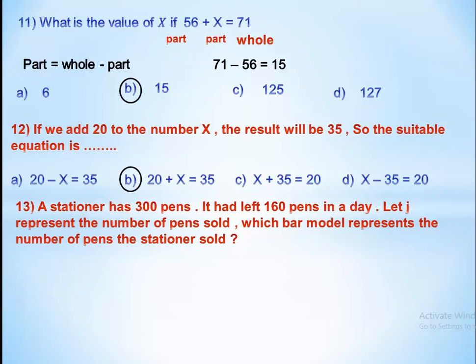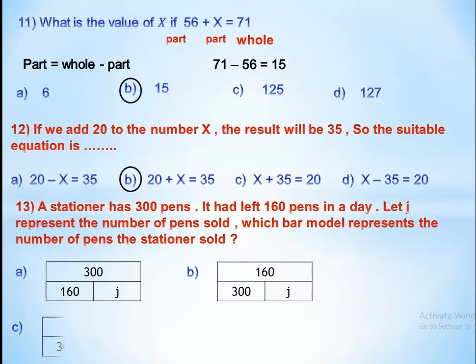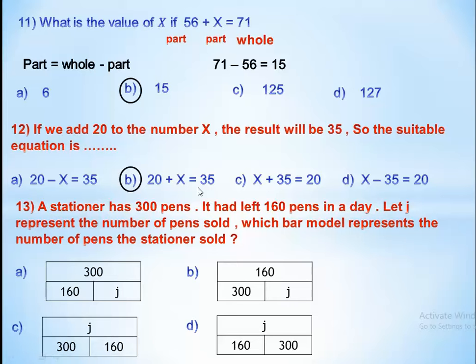A stationer has 300 pens. He had 160 pens left in a day. Let J represent the number of pens sold. Which bar model represents the number of pens the stationer sold? Here we have 300 as a whole and 160 is a part and J is a part. We know in the bar model, we put the whole up and the parts down. So it will be 300 and 160 and J. So this is the right one.